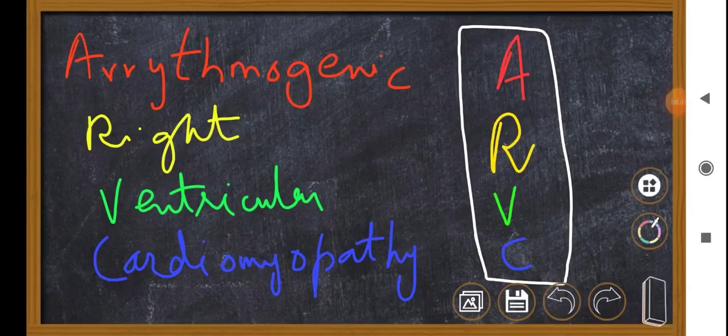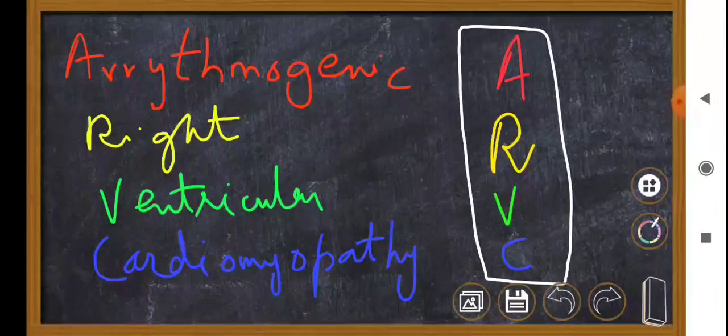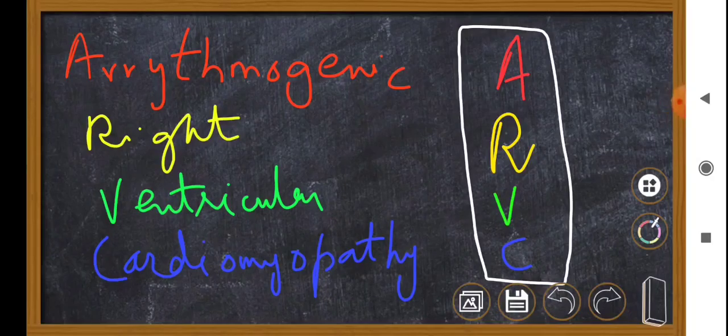Bismillahirrahmanirrahim. The topic of discussion in this video is ARVC, or arrhythmogenic right ventricular cardiomyopathy, or arrhythmogenic right ventricular dysplasia. It's one of the leading causes of death worldwide in young adults, and it's the second most common cause of sudden cardiac death in patients with age less than 35 years.